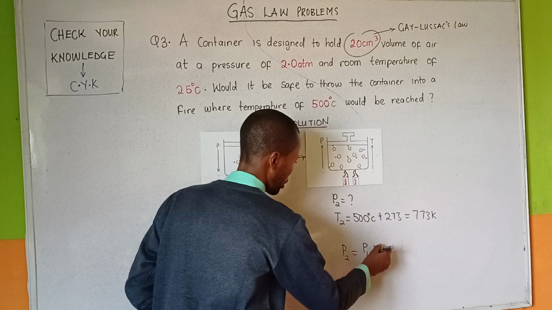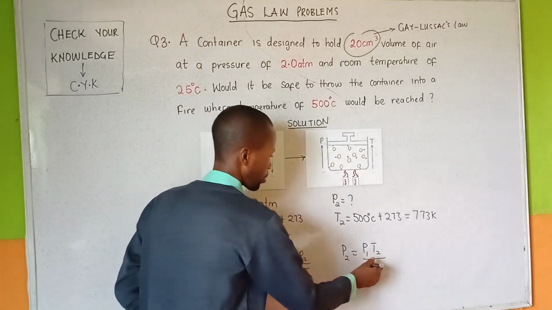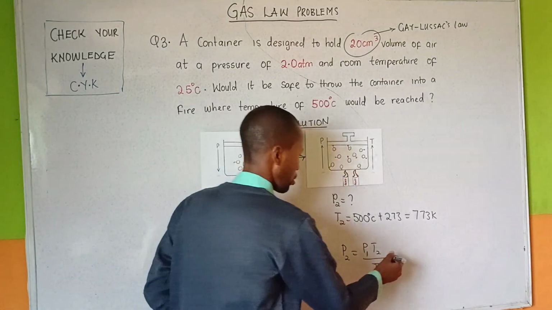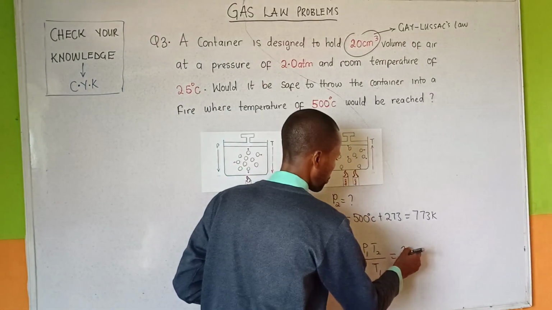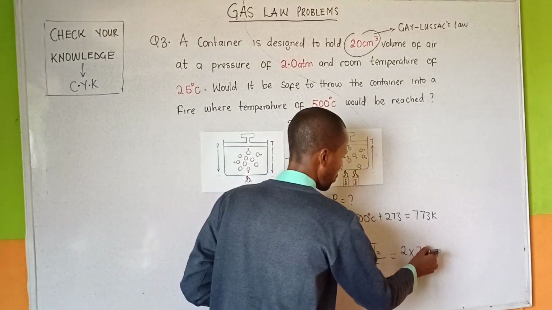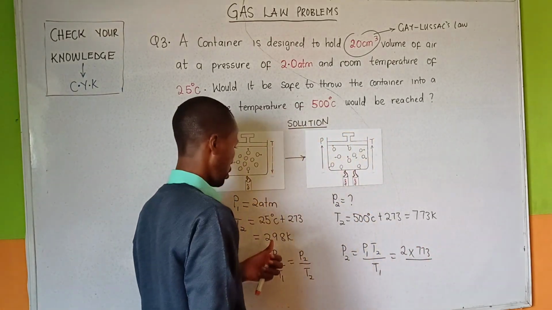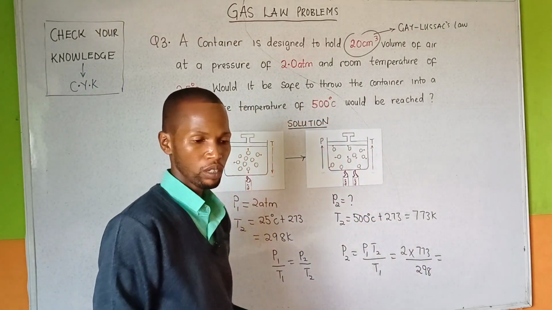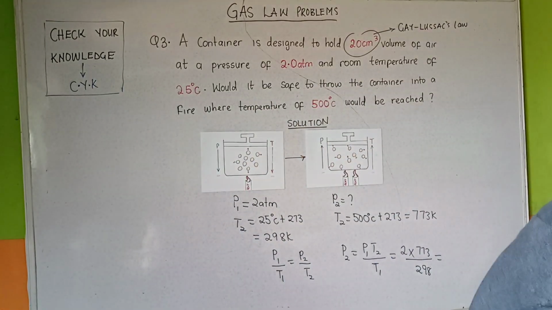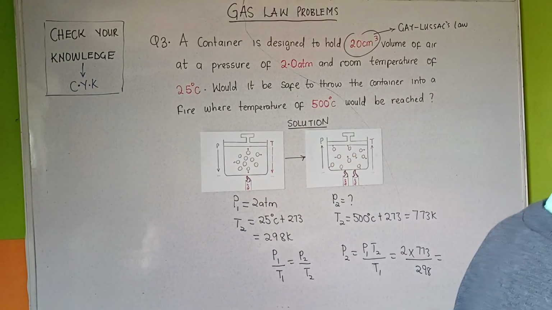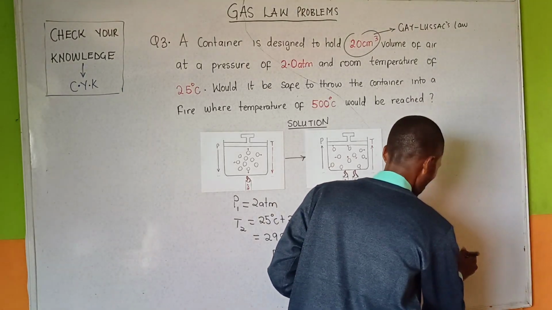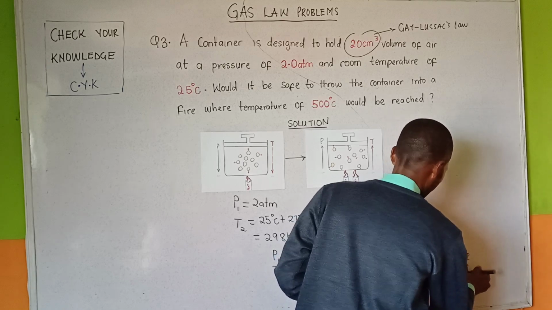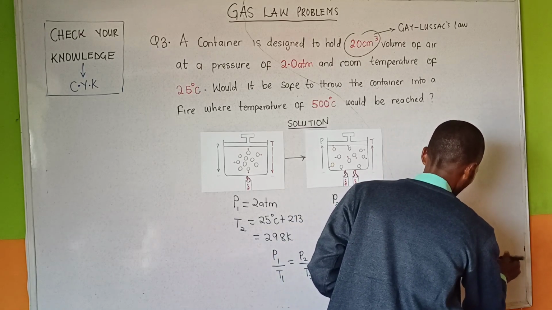We have P1 T2 over T1. When we rearrange the equation, we have this. P1 is given as 2. Then the T2 is 773 divided by 298. So when you press the calculator, we have 1546 over 298, and the final answer is 5.18 atm.